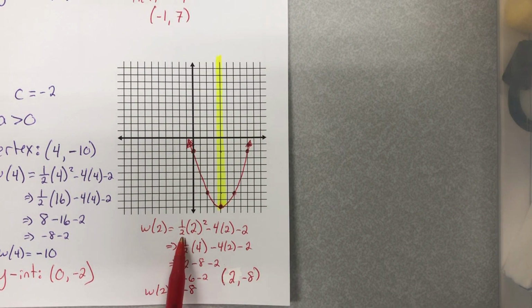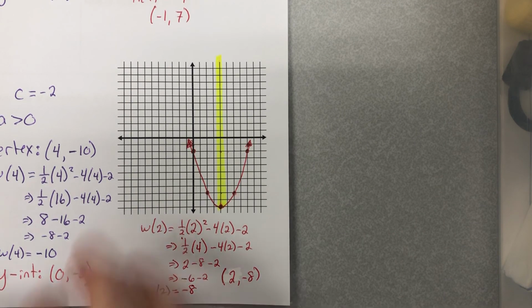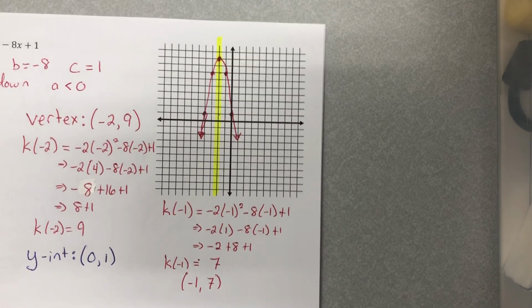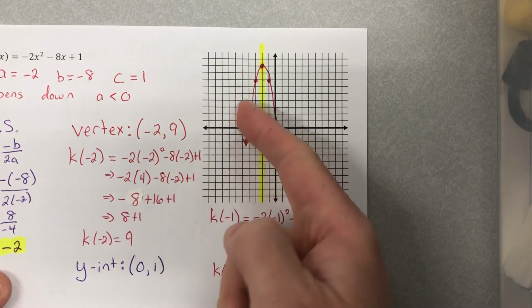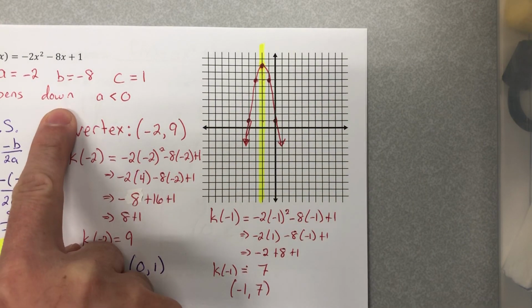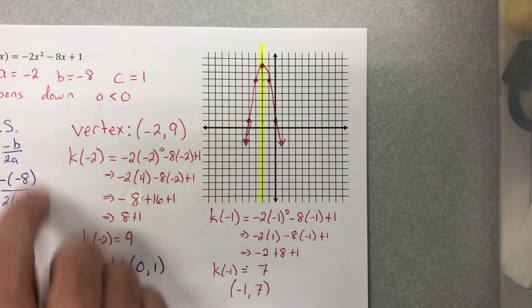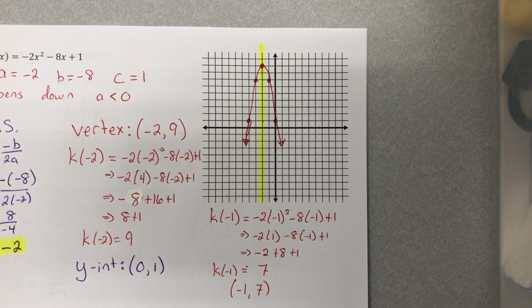Notice, because our a is 1/2, this is a vertical shrink. It's going to go up half as fast as our parent function. If I also want to go back to this one, notice our a is negative 2, so it tells us the reflection. That's why it opens down. And it's also a vertical stretch because the absolute value of a is greater than 1.